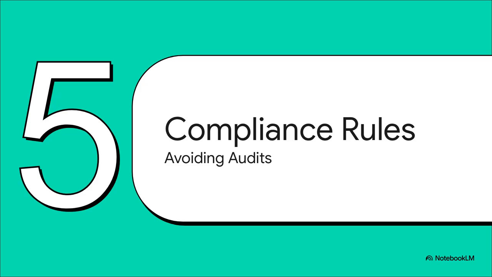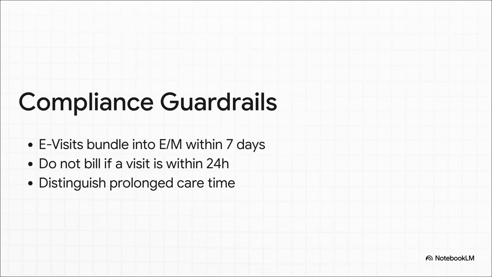Section 5. Compliance and Bundling Rules. Keeping the auditors away. Okay, to wrap up this explainer, we absolutely must review the strict guardrails that keep your billing practices audit-proof. The biggest risk with digital coding isn't necessarily picking the wrong code, it's double billing for time you've already been paid for.